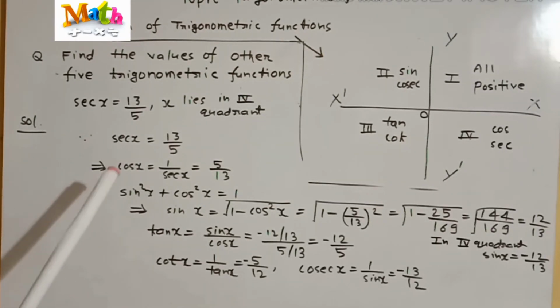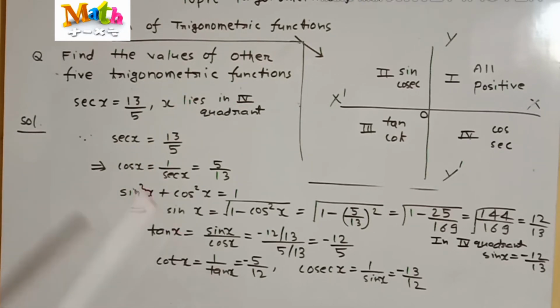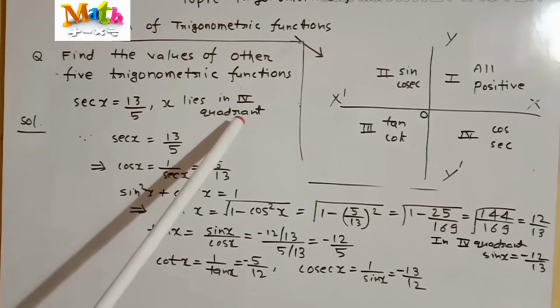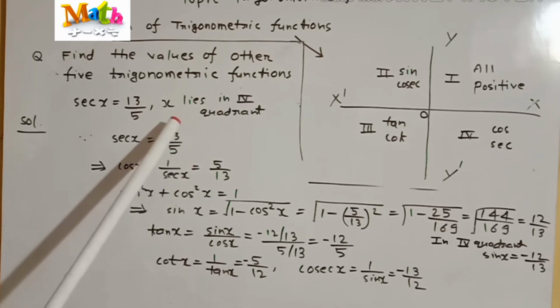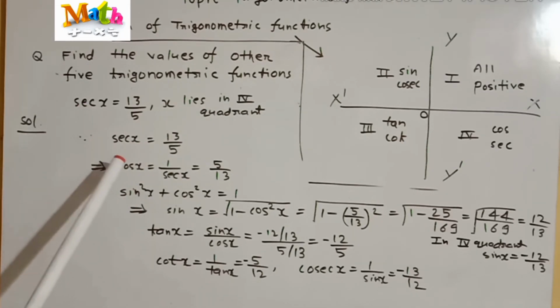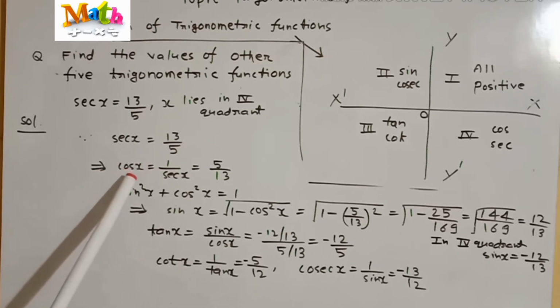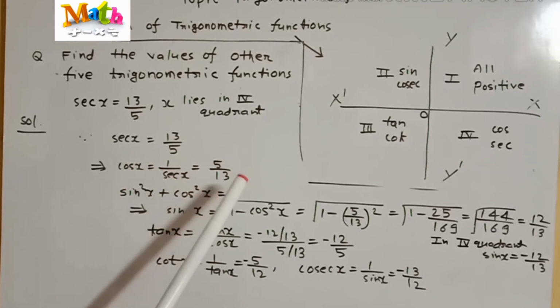Now in the next question, you have to find the values of the other 5 trigonometric functions, in which one is given: sec x equal to 13 by 5. The quadrant is also mentioned, the fourth quadrant, where the value of x lies. As you know, sec x is the reciprocal of cos x, so first find the value of cos x, which can be written as 1 by sec x. So it will be 5 by 13.